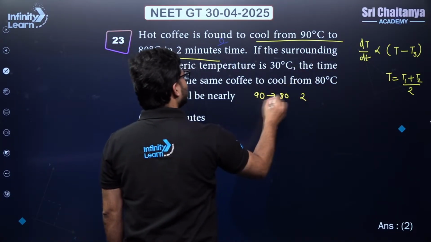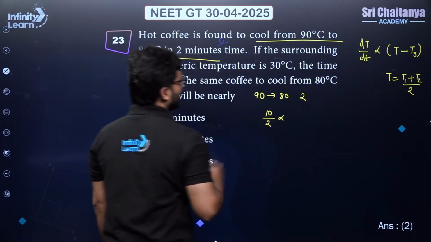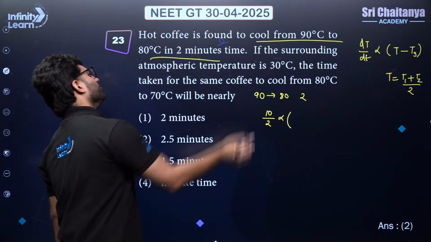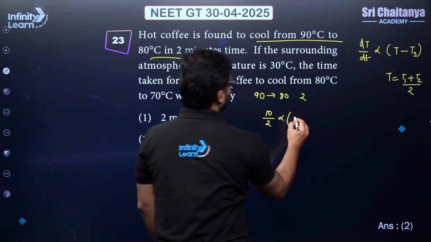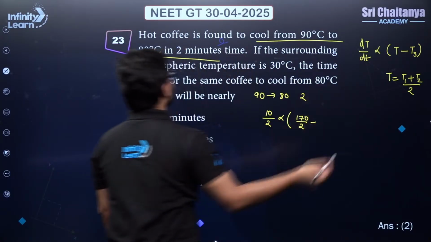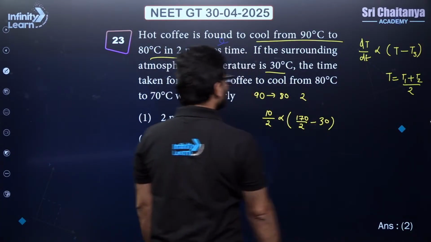What is dT? dT is 10. So 10 by 2 minutes, which is the change in time, that is directly proportional to capital T. What is capital T? T1 plus T2 by 2. That is 90 plus 80 by 2, which is 170 by 2, minus the surrounding temperature. What is the surrounding temperature? That is 30. So this is the first equation.